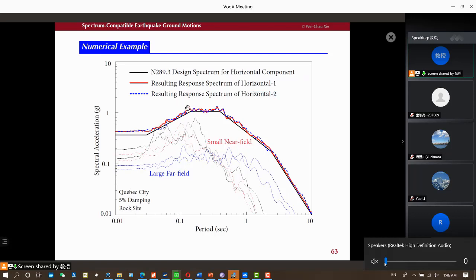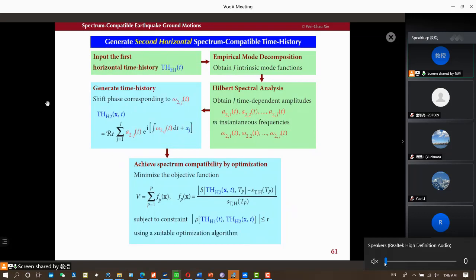So we need to scale the amplitude, the phase angle, and the frequency to obtain compatibility with the target. We establish an optimization model, where the blue is the response spectrum of the generated time history, and the TP is at the selected period, and this ST means the target response spectrum.